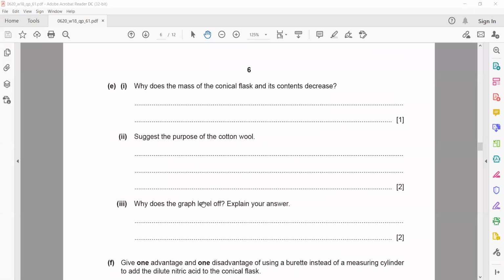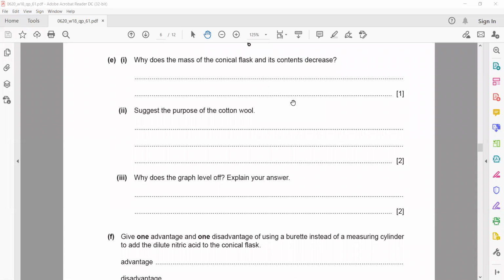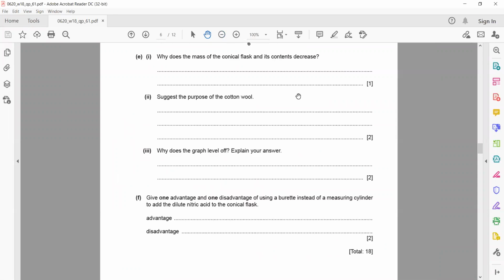In E1, why does the mass of the conical flask and its content decrease? What is the reason why the mass of the conical flask and its content decreases? Because the gas is given off, the carbon dioxide is given off. That's why the mass is decreasing. The gas which is produced here escapes. That is the reason why the mass is decreasing.